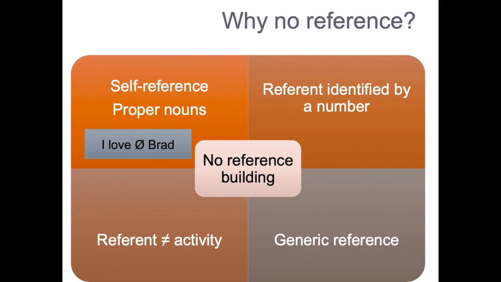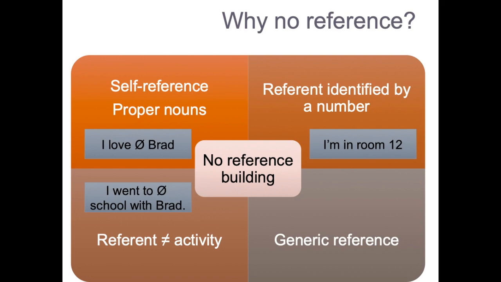In case number 2, it's actually quite close. You don't build a reference because some element, usually a number or a code, builds it for you. When you say, I'm in room 12, nobody is going to ask you which room. The room is identified thanks to the number. On the contrary, the zero article can also be there to tell you that you don't want to identify a referent. When you say, I went to school with Brad, you don't care which school, you're not asking about a particular place. The point is not to identify the school, but to describe an action, which is here studying.